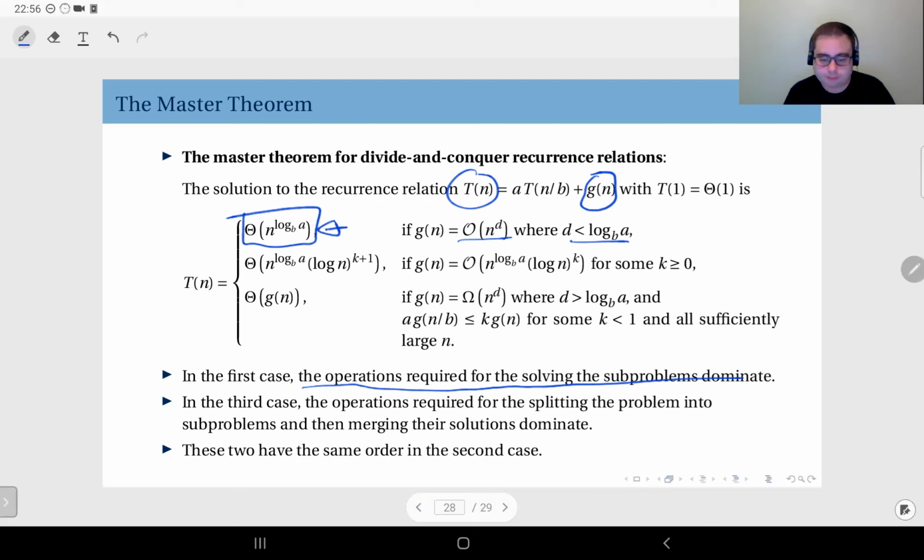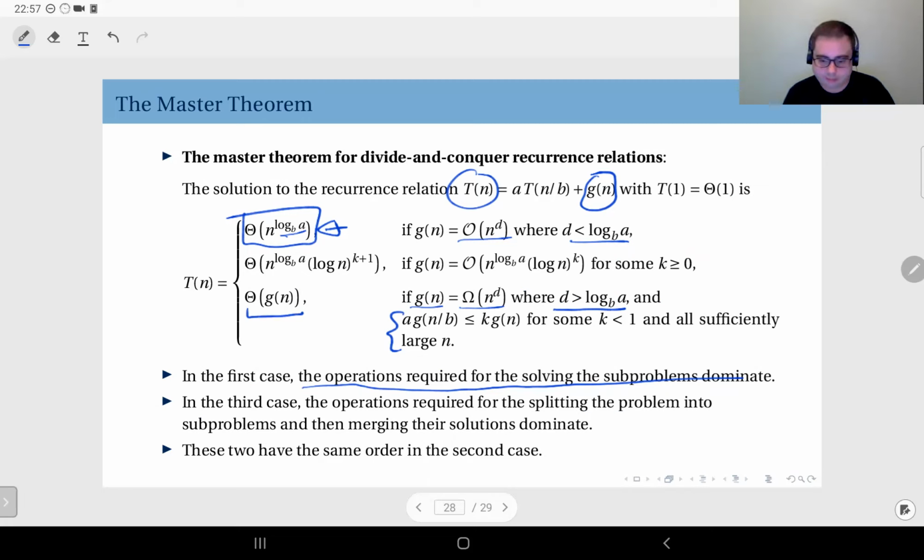On the other hand, if g of n is big omega n to the d, meaning that it's lower bounded by n to the d, where d is greater than this exponent here, and this is satisfied, where we call this the regularity condition. In this case, T of n is big theta of g of n.